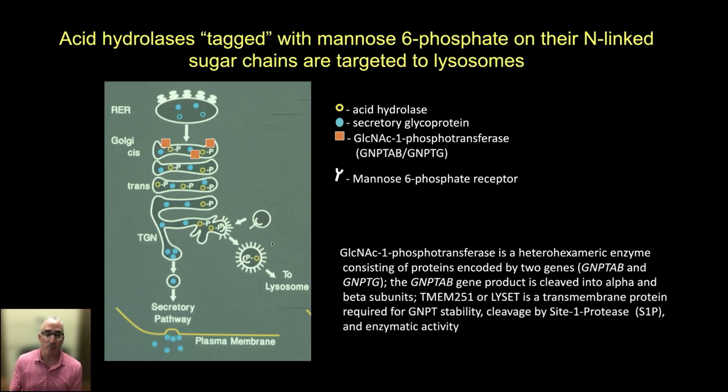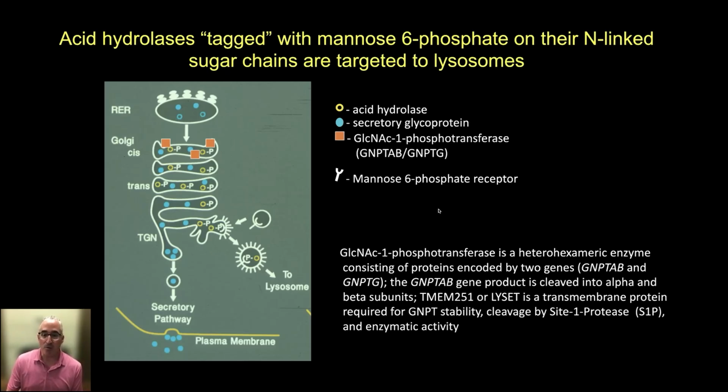The receptor then will drop those enzymes off, go back, and pick up more enzymes. In this way, the lysosome can be furnished continually with one of 60 soluble lysosomal hydrolases that are needed to degrade all manner of material that ends up there.